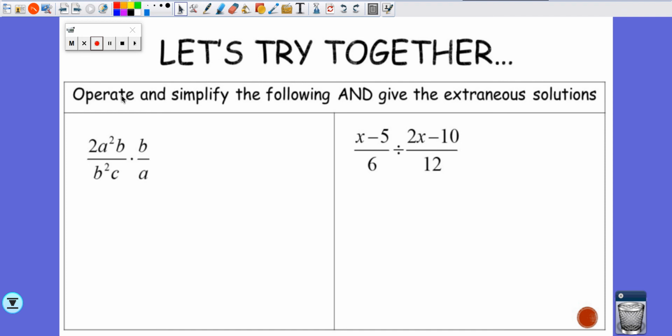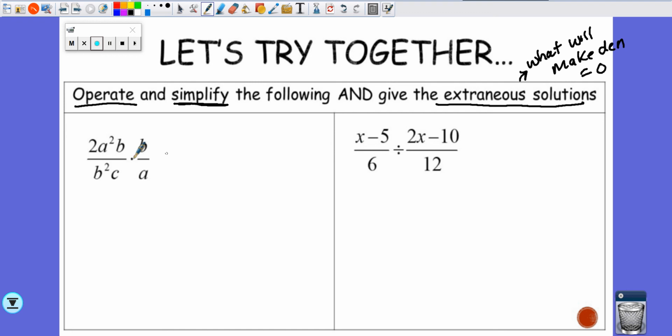Alright, so operate and simplify the following and give the extraneous solutions. From your vocab, there's three things we need to do here. We need to operate, and we need to simplify these, and then we need to give the extraneous solutions. Extraneous means what would make the denominator equal 0. That's what we're trying to figure out with these problems.